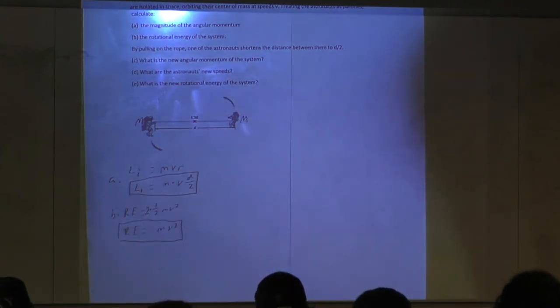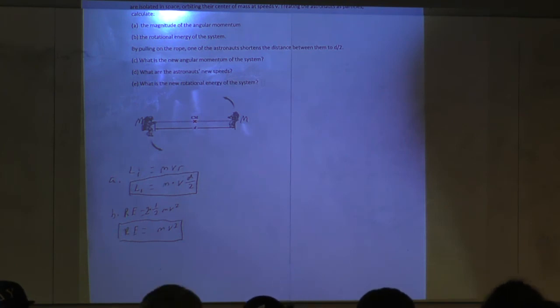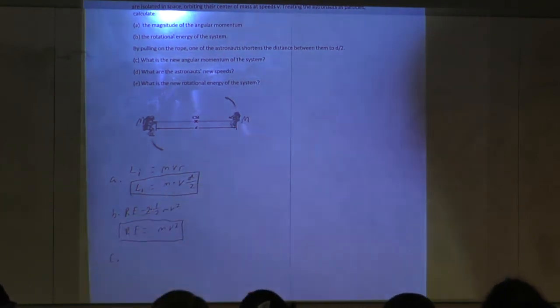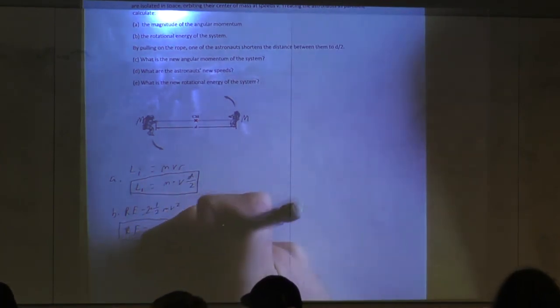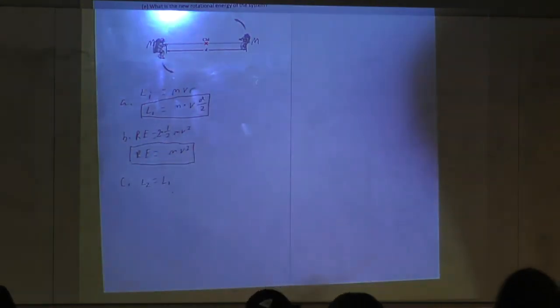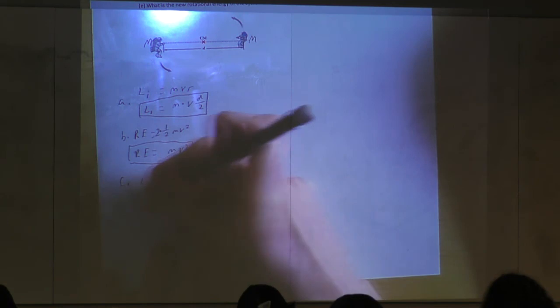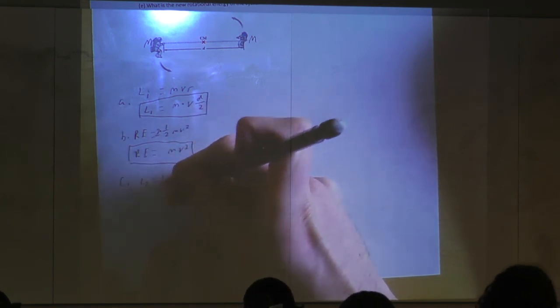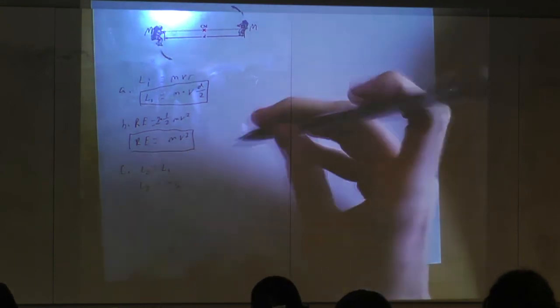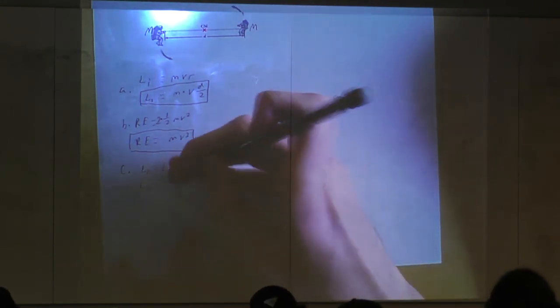Then it says they pull the rope together, so they pull the distance to half of what it was. What's the new angular momentum, new speeds, and new rotational energy? Angular momentum, just like normal momentum, must be conserved. So our new angular momentum is equal to our old angular momentum, which means L2 is just, and I wrote v0 on here to show that it's the initial velocity, not the new velocity.